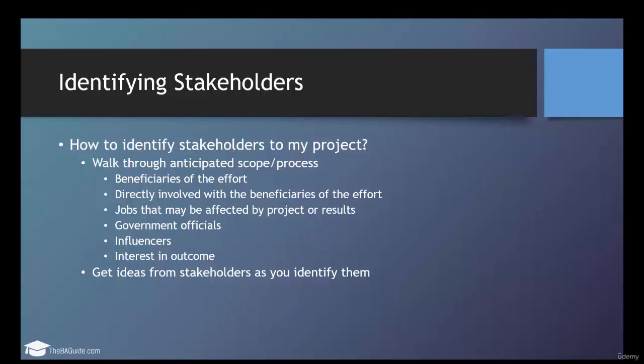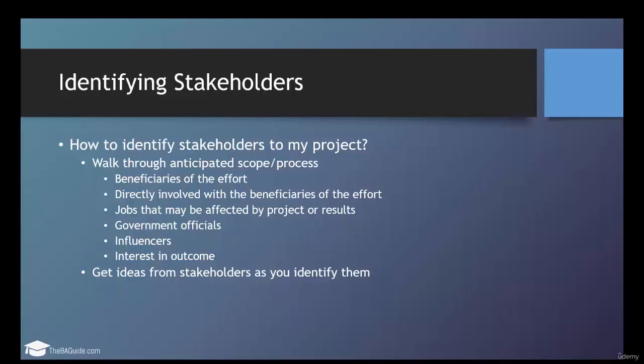And then the last but not least is interest in outcome. So these are the people that are interested in how this is going to play out. And so this one could be the city and the community. In our previous example where I talked about where maybe our project is to build a library, they're interested in the outcome of where it's going to be placed and what it's going to look like and the features and benefits it's going to have.